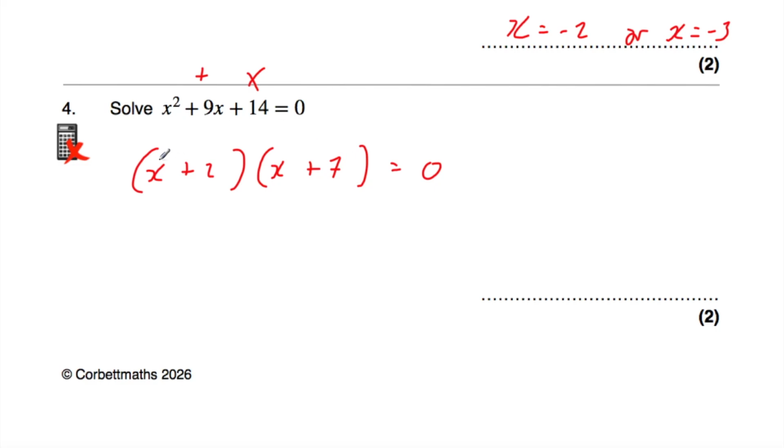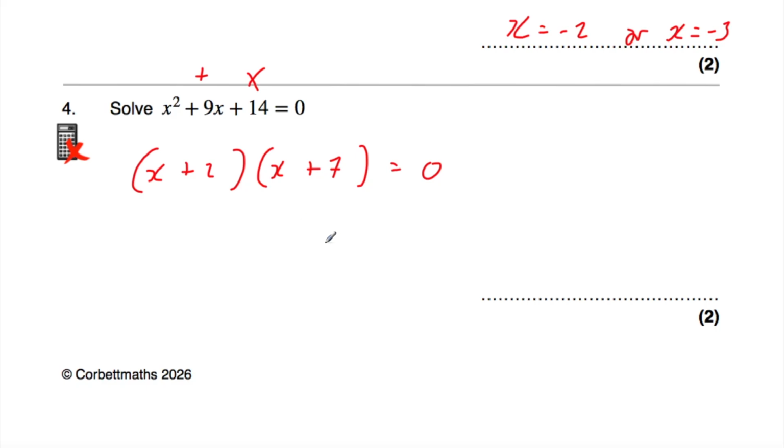If we expand our brackets, x times x is x squared, x times 7 will be plus 7x, 2 times x will be plus 2x, and 2 times 7 will be plus 14, and then 7x plus 2x is equal to that 9x in the middle there. So that's fantastic. We've factorized that left-hand side. So that just shows that we've got it right. Now you shouldn't need to do that if you know how to factorize, and then you can just put it in the brackets. Okay, so we've factorized the quadratic.